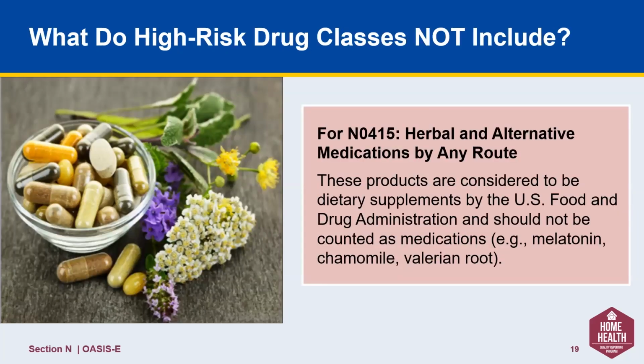Now, what is not included? For N0415, herbal and alternative medications by any route are not included. These products are considered to be dietary supplements by the U.S. Food and Drug Administration and should not be counted as medications. Examples would include melatonin, chamomile, and valerian root.